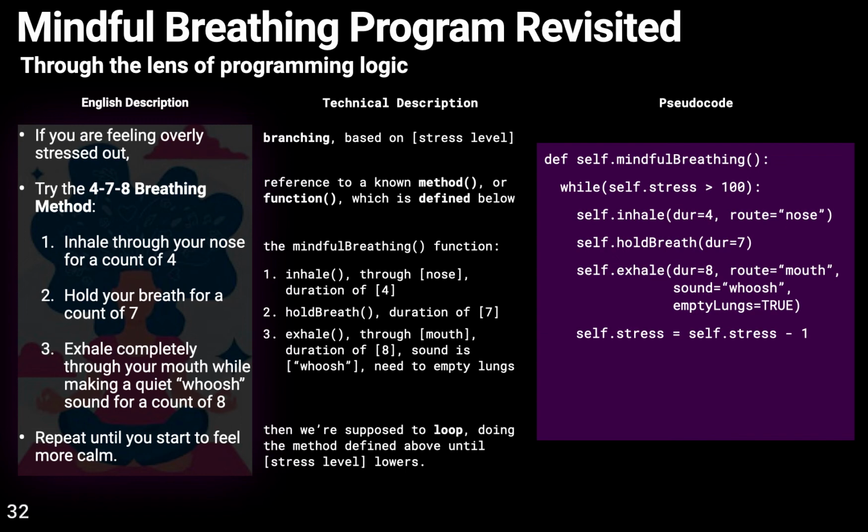So now we do the top level thing, right? The thing that we started with in the English description, we now do after we've defined the method. So if my stress level is above 100, then I should call the mindful breathing method and relax myself a bit using it.